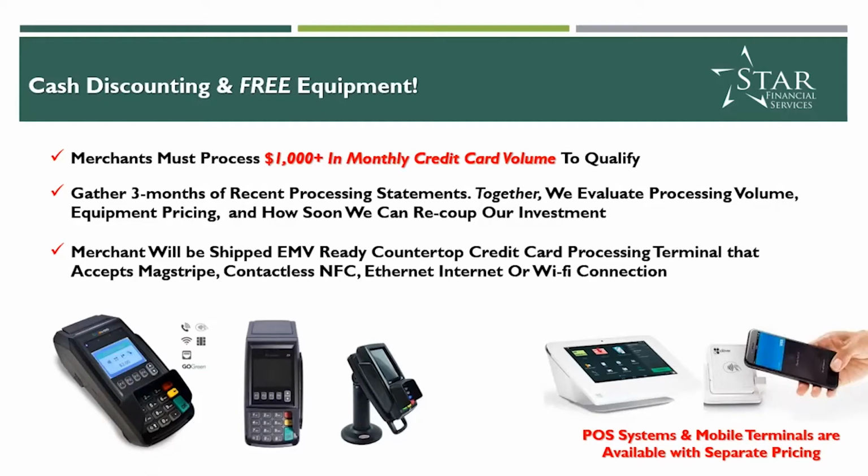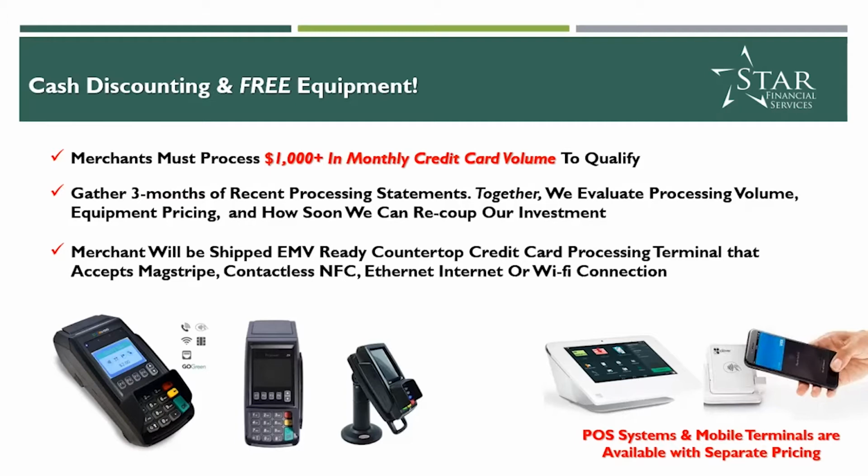So, cash discounting accounts actually do qualify for free equipment. And here's how. If your account processes over $1,000 in credit card volume each month, they will qualify for free terminals. And the terminals that you see down here are the Deja Vu models. They are reliable workhorse terminals and guaranteed to make your customer happy. We will place the equipment at the location for free if they process over $1,000.